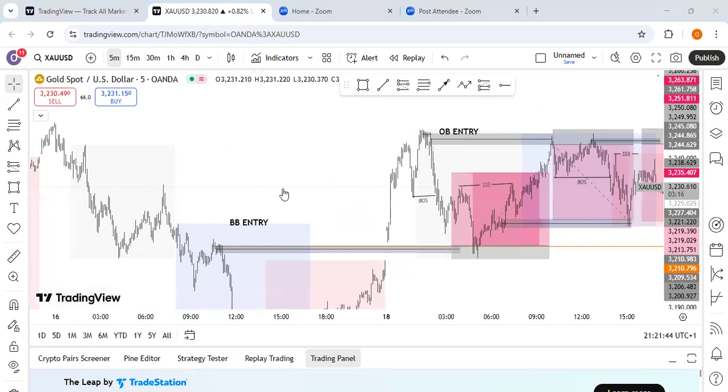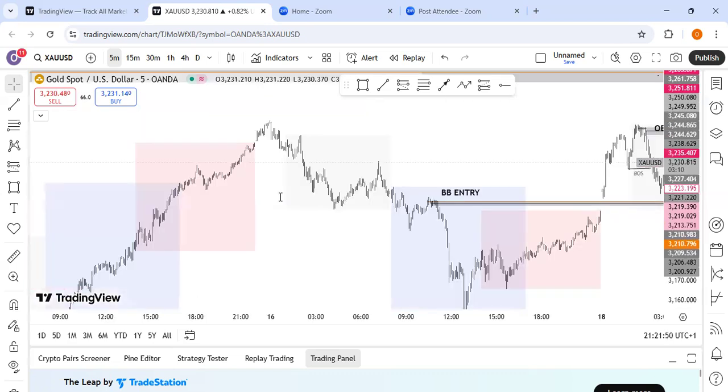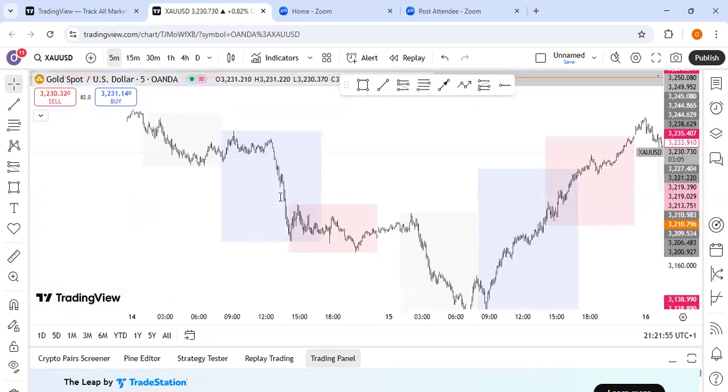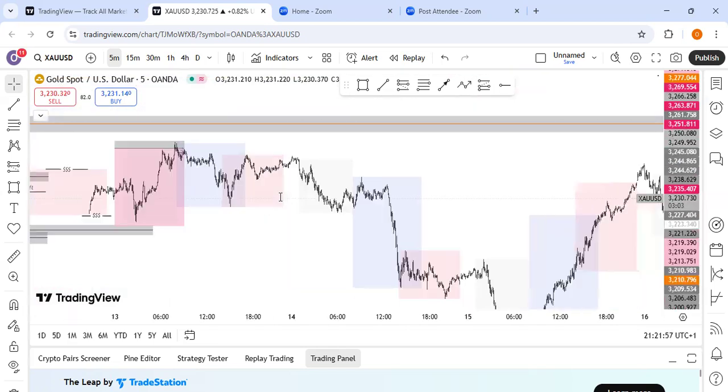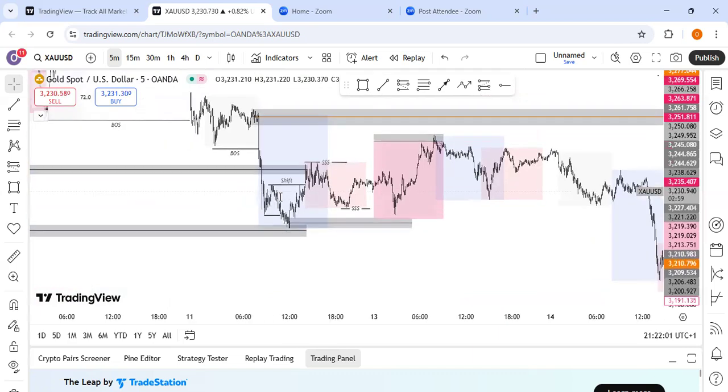So let's check. This is a breaker block now. Let's check other ones. I've been sharing all these with you guys. The ones I did not share to the group, I would definitely tell you that I did not share them. But the ones I shared, I'll always tell you that I shared them.